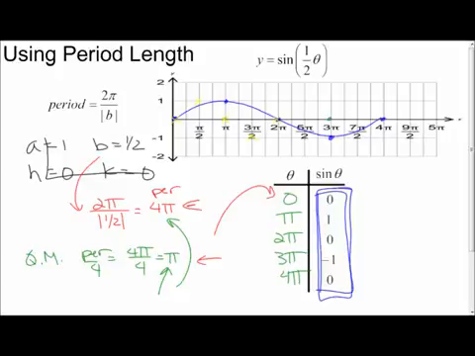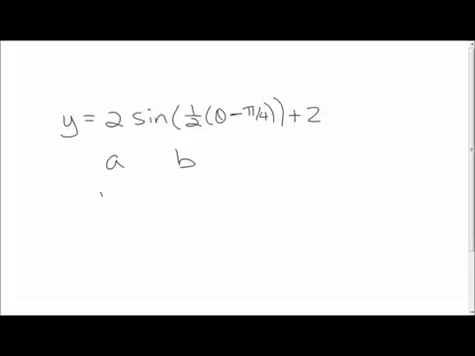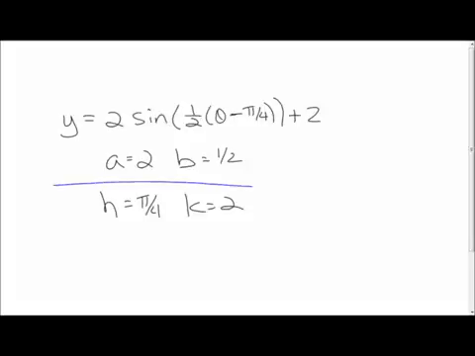I just want to take a quick look here at a problem without really doing it that would talk about doing that. So if you had 2 sine of 1/2 theta minus pi quarters plus 2, you would make an ABHK chart. Okay? A is 2, B is 1/2, H is pi quarters, and K equals 2. The batting order of this really becomes important. You really should be trying to make sure by the order of operations you apply your parameters of A and B first, followed by H and K second.